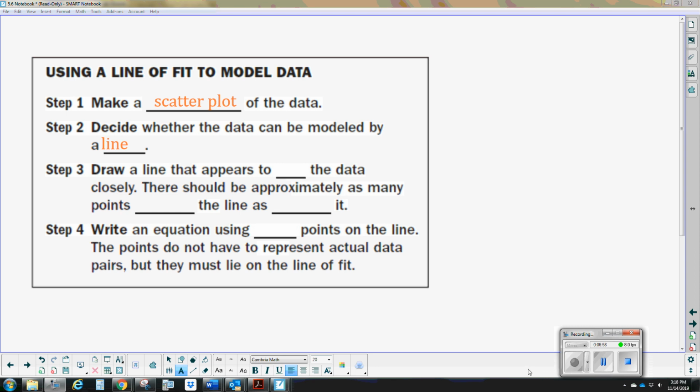And then the third step would be to draw a line that appears to fit the data closely. There should be approximately as many points above the line as there are below it.